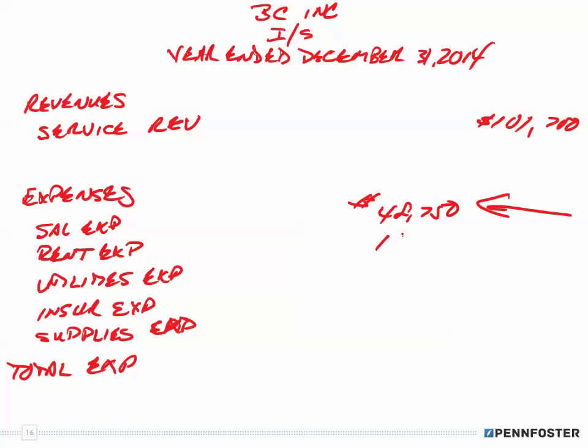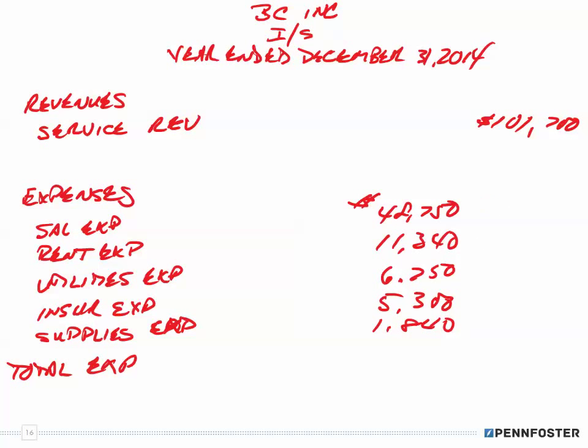48,750. Rent expense was 11,340. Utilities expense was 6,750. The insurance expense was 5,300. And the supplies expense was 1,840. Okay. And now, since that's a mathematical calculation, I draw an underline underneath it, and the summation of those goes in the right-hand column, which is 73,980. And the reason why I'm doing that, and as you can see, that's my total expenses.